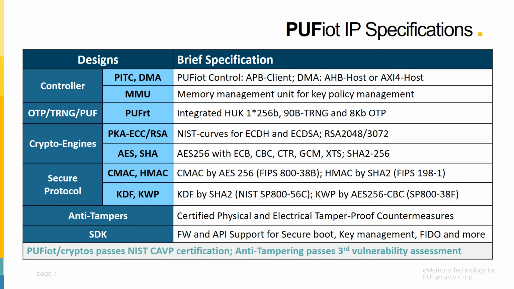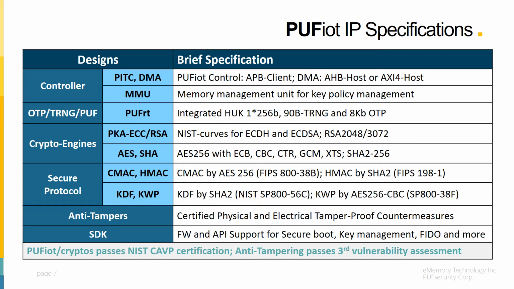This table shows the PUFiot spec for your reference. It features one on-chip HUK of 256-bit, high-speed and low-power true random number generators, AKB secure OTP, a standard APB client interface, DMA channel in SPI host or HB host, and a memory management unit for controlling key temporary storage and policy.